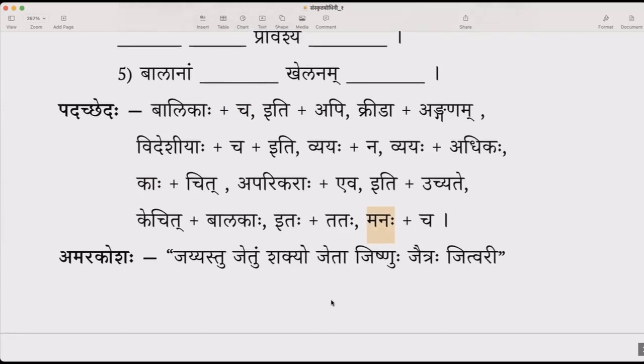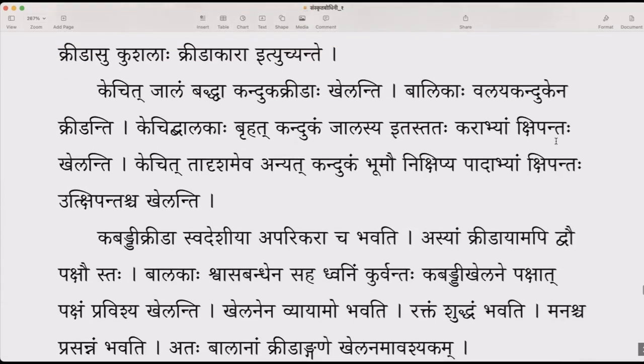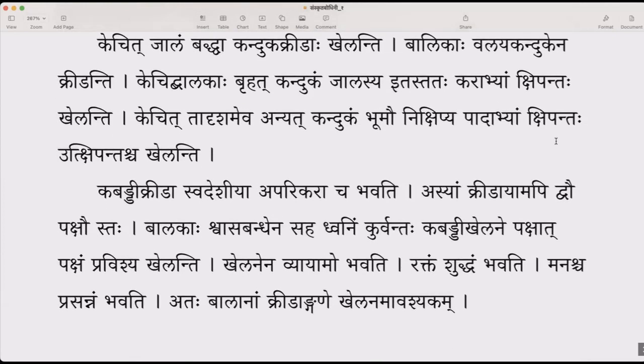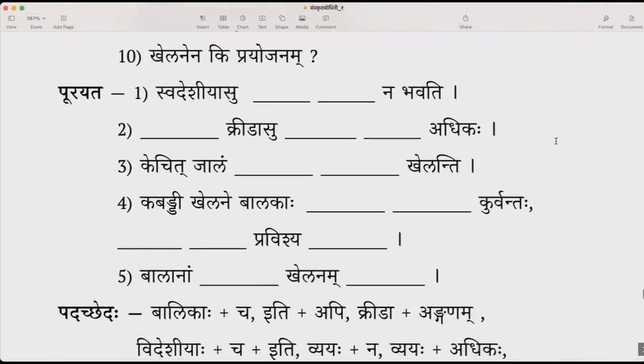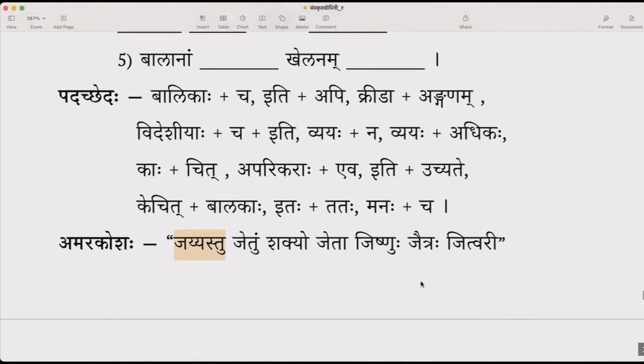अमरकोशं: जय्यस्तु जेतुं शक्यो, जेता, जिष्णुः, जैत्रः, जित्वरः. Each one is a very different meaning, isn't it? I don't remember this word. I don't know what word in the text there is, probably jeta. No, are you sure? None of these words are there in the text. I don't know why he has given this. Winner: if there is a game, then there should be a winner. So these are all the paryayavachi shabdam for winning.